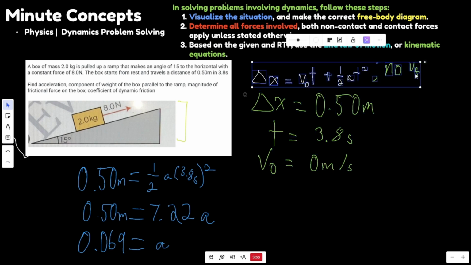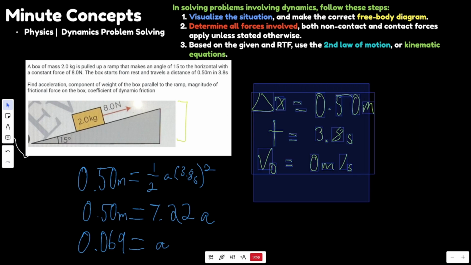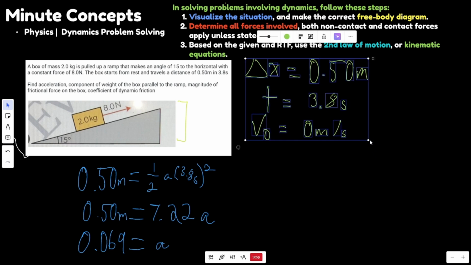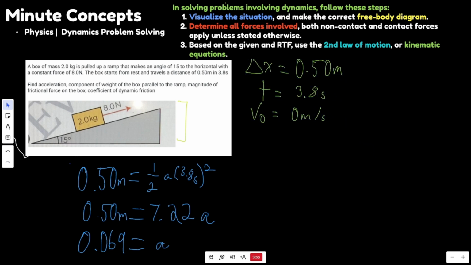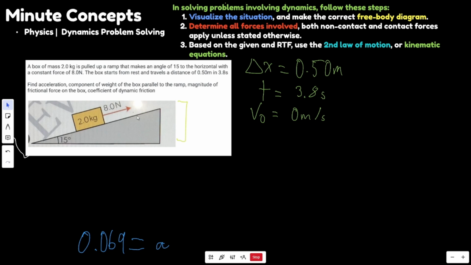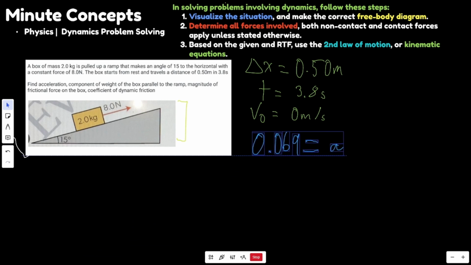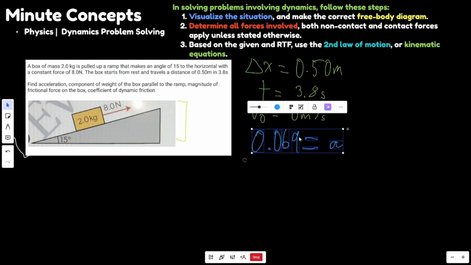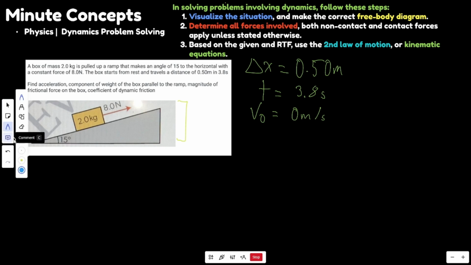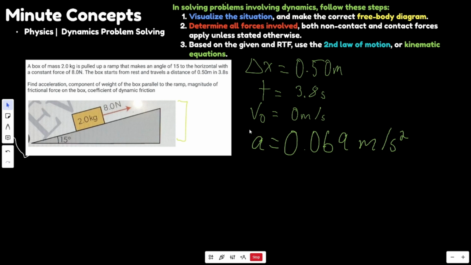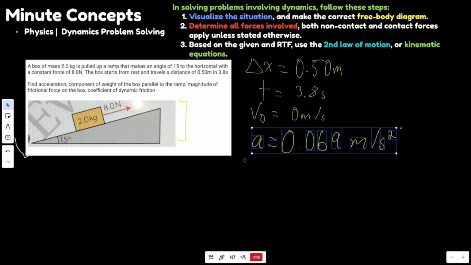We'll get rid of this equation. We'll shrink the given. Our new acceleration is going to be 0.069 meters per second squared. Let's just rewrite it. 0.069 meters per second squared. So now that we've done the first RTF, we can move on to the next one.